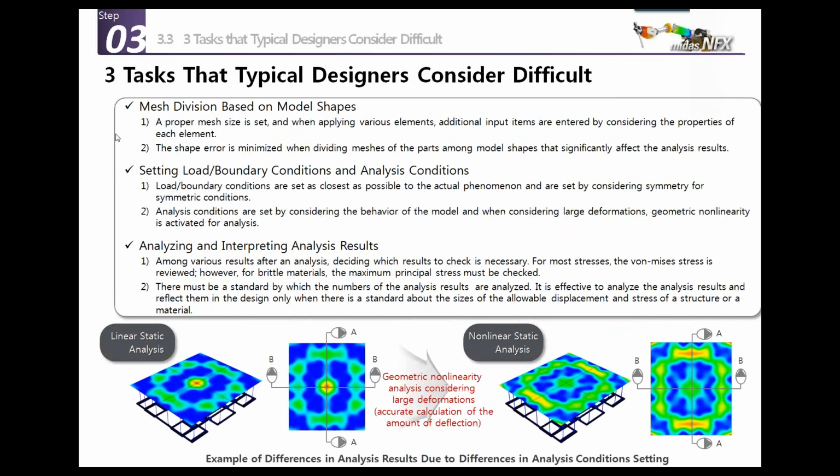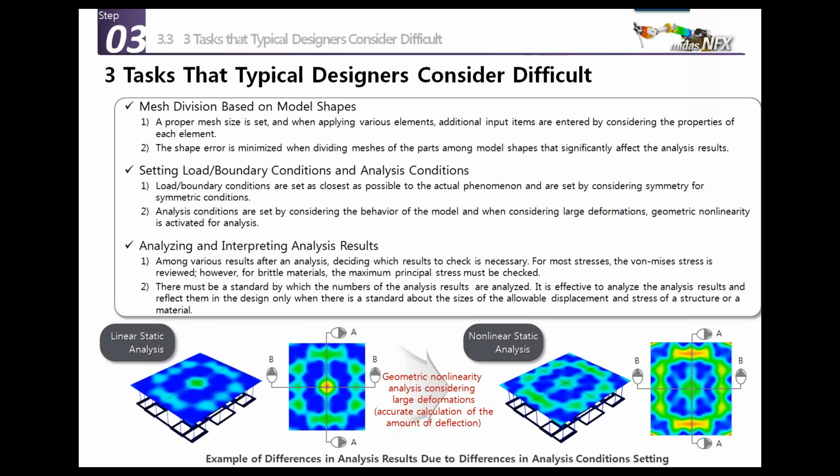And here are the three tasks that the typical designers consider difficult. The first one is the mesh division based on the model shape. So the proper mesh size is very important, but it's difficult to actually assess what is the correct size, and the designer has no experience on that, so they usually either took a size which is too large or a size which is too small. So in function of that, the error that you'll get will significantly affect the analysis results.